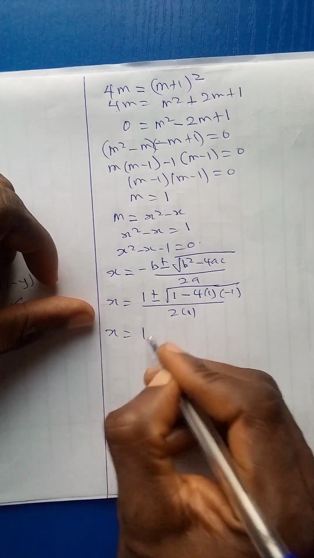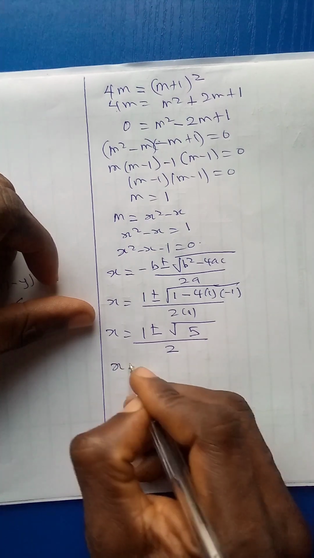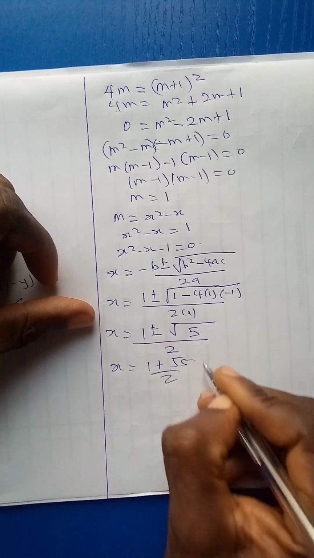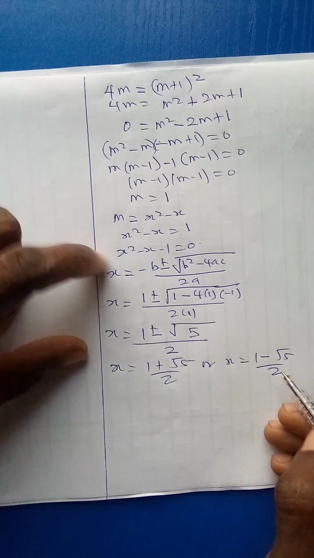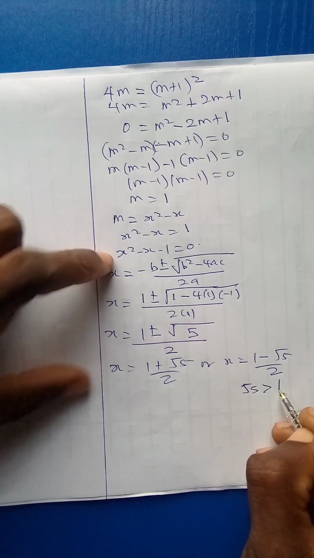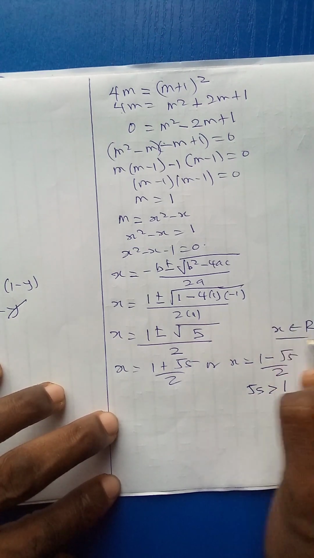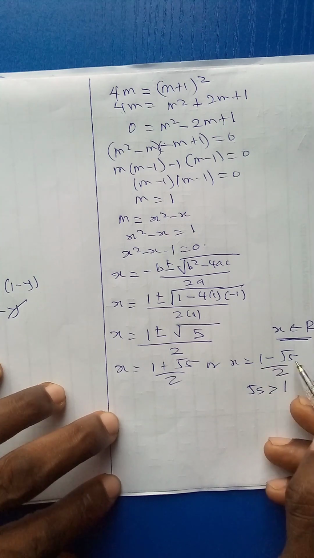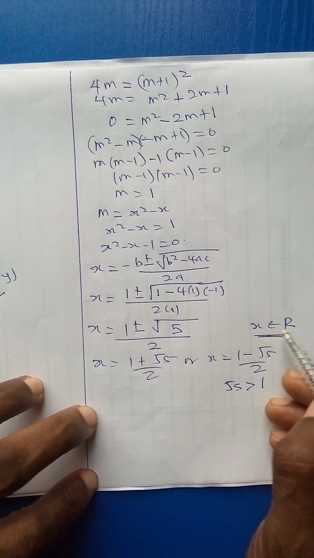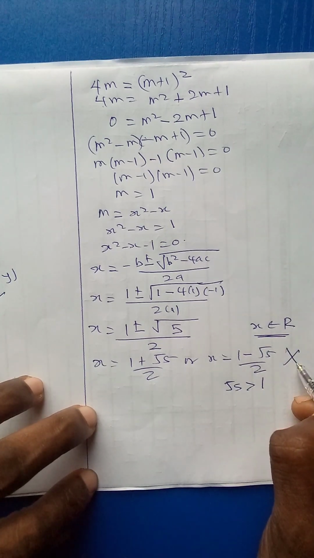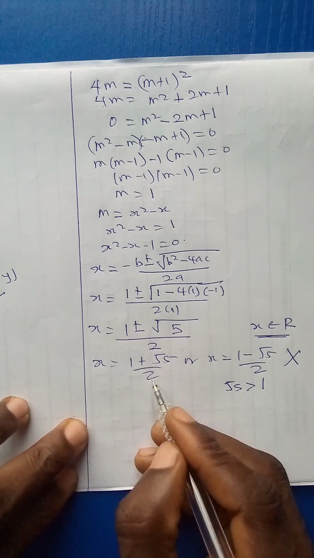Now x is equal to 1 plus or minus the square root of, everything in the bracket becomes 5, all over 2. So x equals 1 plus root 5 over 2, or x is 1 minus root 5 all over 2. Now, root 5 is greater than 1. And let us remember that the question tells us that x is a member of the set of real numbers. Now, if I have 1 minus root 5, it's going to be a negative number, which does not satisfy this condition. Therefore, this solution is not a solution. So I'm going to stick with x is equal to 1 plus root 5 over 2.